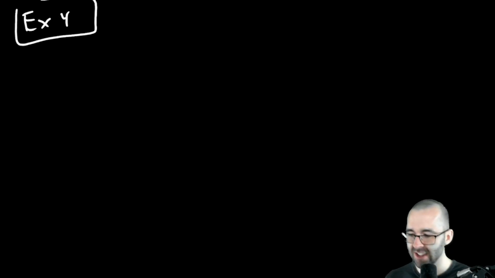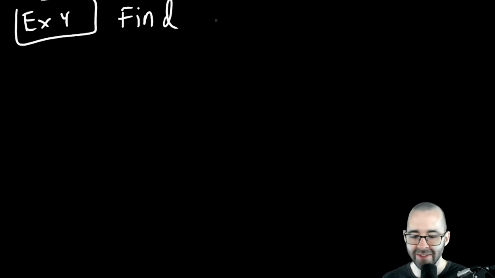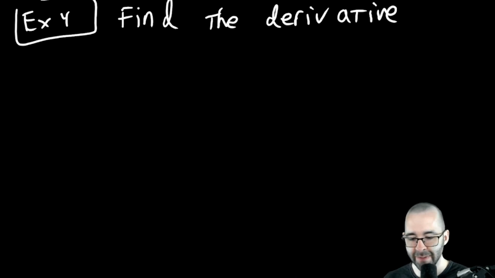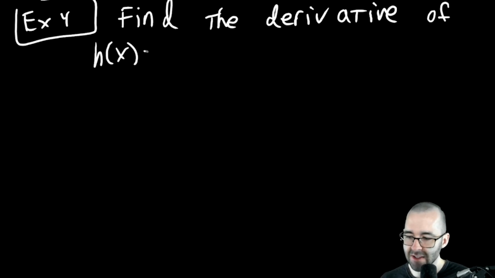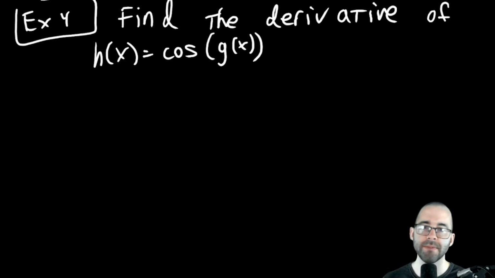All right, last problem of this video. Example 4. This one's easy. Okay, this is the easiest problem of the video. Find the derivative. We skipped example 3, by the way. That's not even true. We skipped example 2 and I just didn't tell you. And then I forgot to renumber. Find the derivative of h of x equals the cosine of g of x.